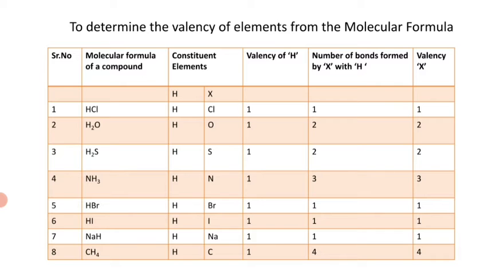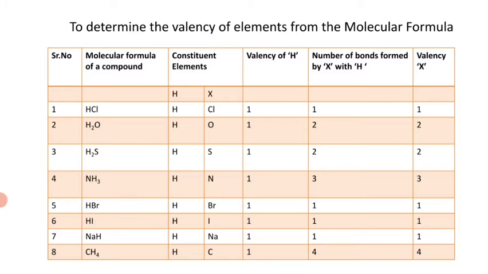In NaH, hydrogen has valency 1 and sodium has valency 1. In CH4, hydrogen has valency 1 and carbon has valency 4. Now we have studied that whatever is the valency, that compound will form that many chemical bonds.